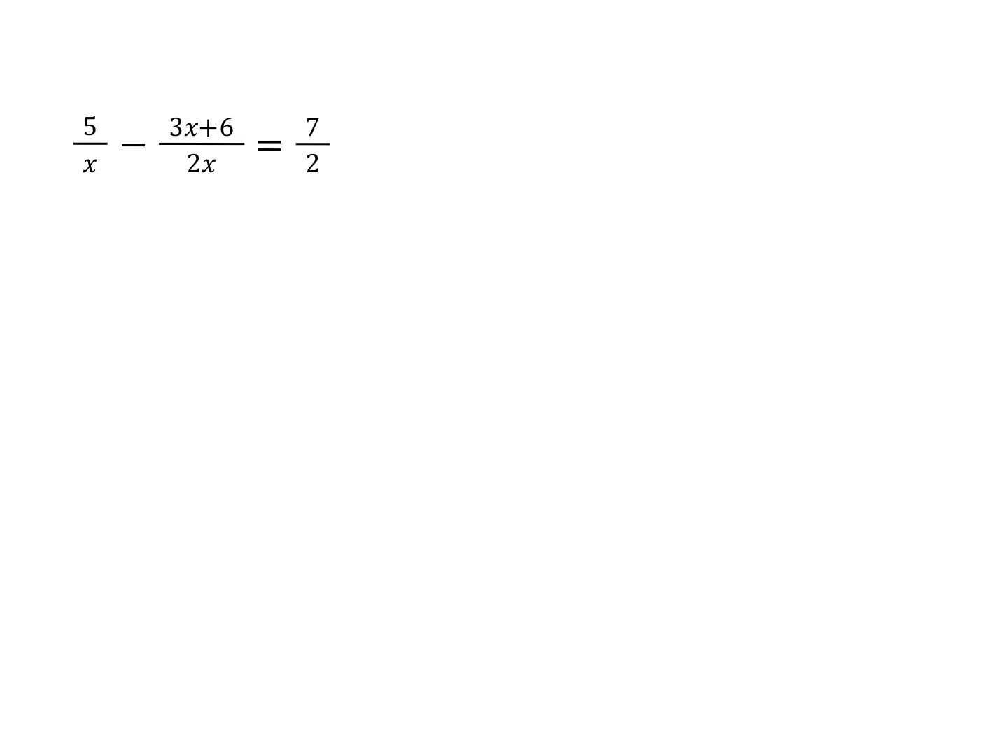So our next example, we have 5 over x minus 3x plus 6 over 2x equals 7 over 2. So again, all my denominators are factored. So if I'm looking, my LCD is going to be 2x. So I'm going to multiply all my numerators by 2x.